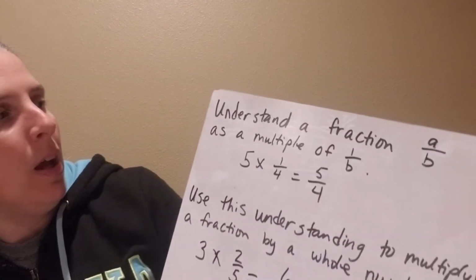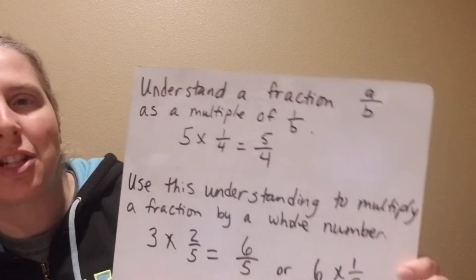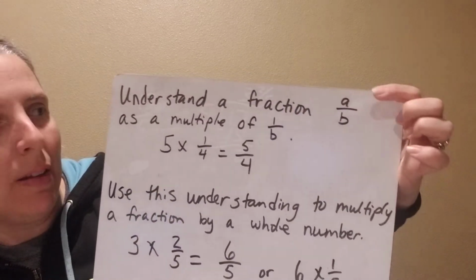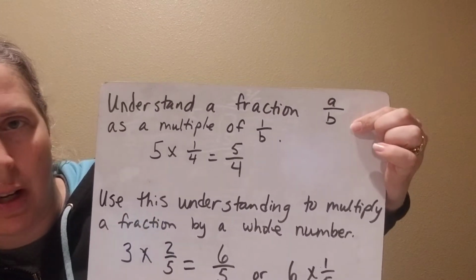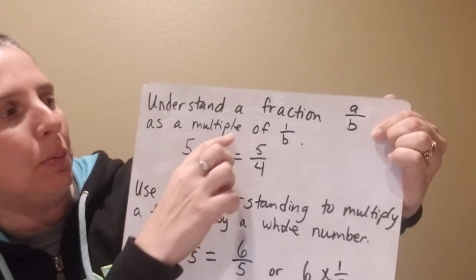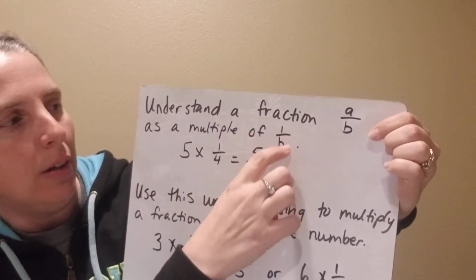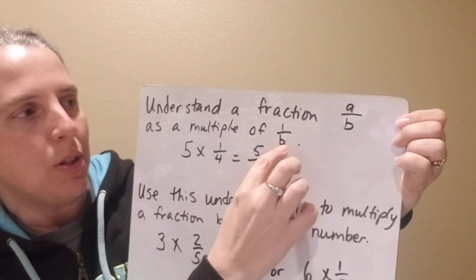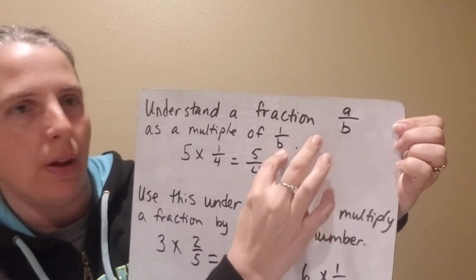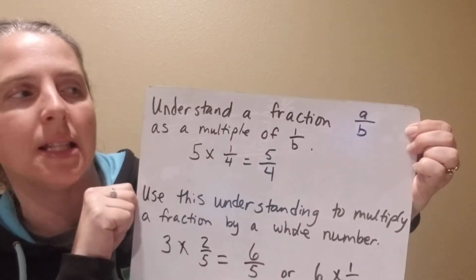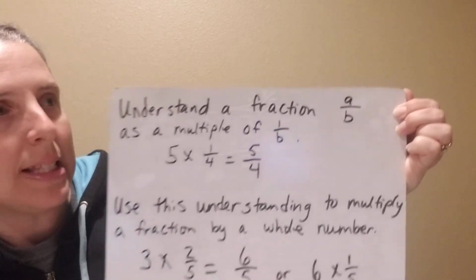Right, we're going to work on our final lessons with fractions. So we're going to be multiplying fractions. You are going to do these two things today. First one is understand a fraction, A over B, that means any number over any other number, as a multiple of 1 over B. Okay, so we see that B is in both of the denominators, so it means that the denominator will be the same.